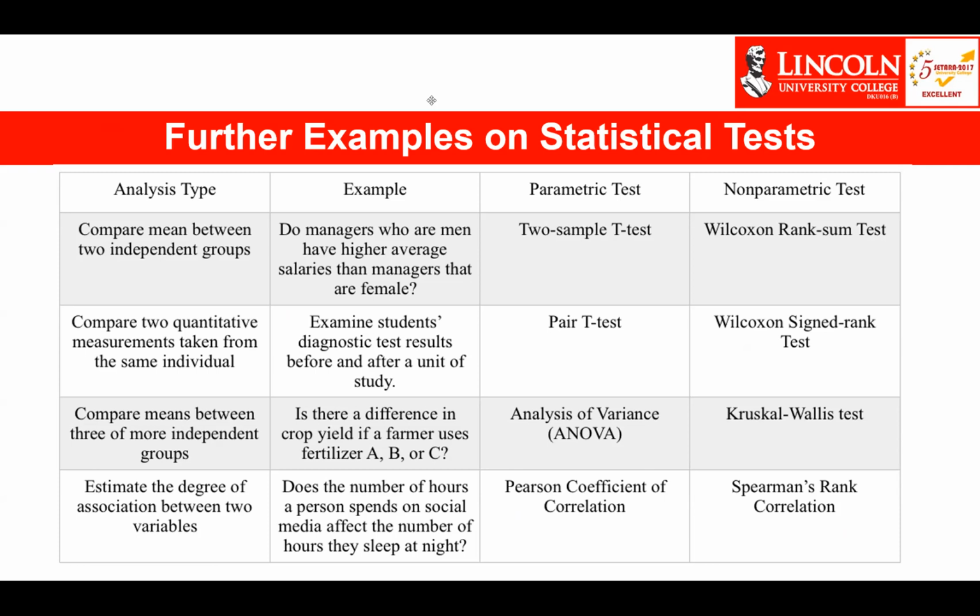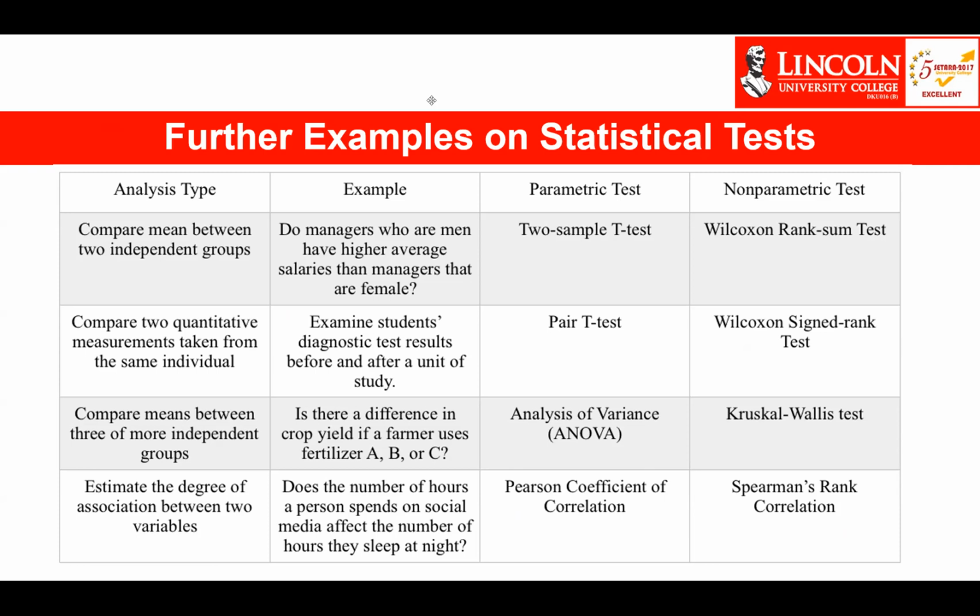We are trying to compare two quantitative measurements taken from the same individual. For example, examine students' diagnostic test results before and after a unit of study. In that case, you can use paired t-test. That's the example of the first test that we carried out. But if your observation or your data set fails the assumption of a parametric test, that is, maybe it's not normally distributed or it's not independent, then you can use the Wilcoxon rank test.